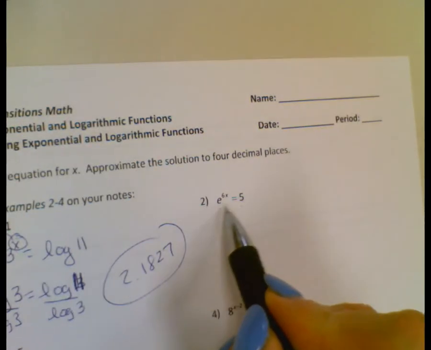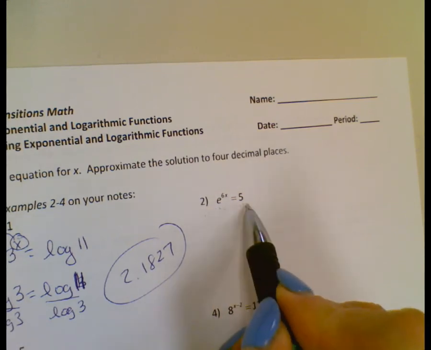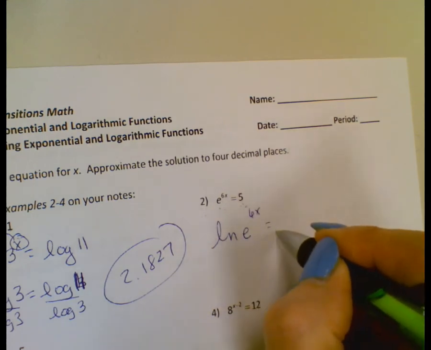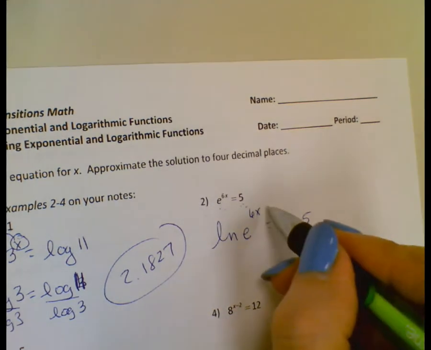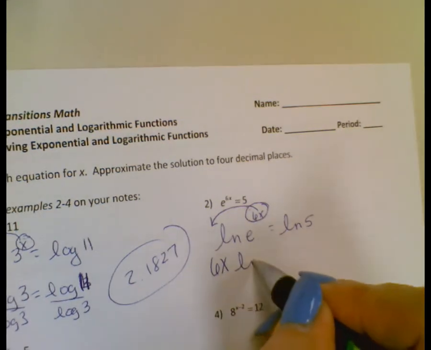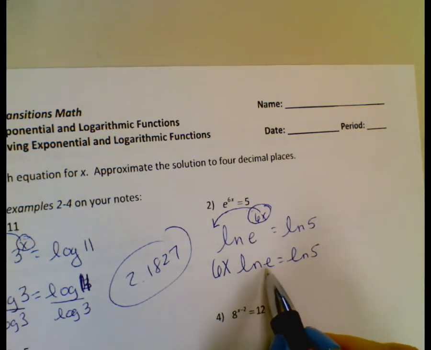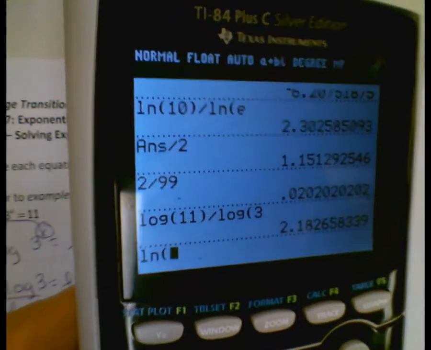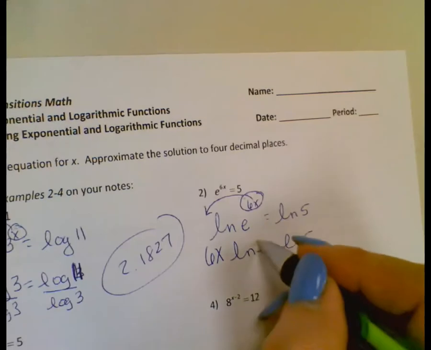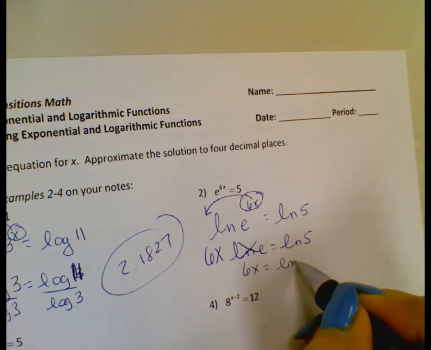Can you get e and 5 in the same base? No, you cannot. Now, you can either log each side or natural log each side. Because there's an e, we're going to go natural log of e to the 6x equals natural log of 5. We're going to release 6x out front. And you need to know that natural log of e is just 1. Again, let's punch that in. Natural log of e is just 1. Whenever you see that, it basically just goes away because it's a 1. So you really have 6x equals natural log of 5.